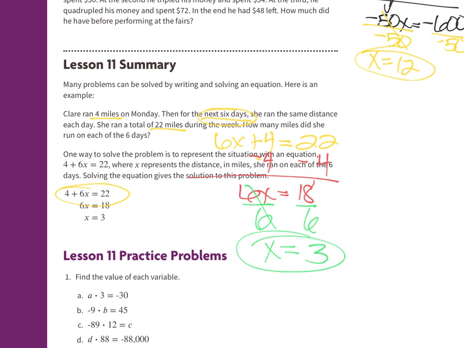Okay? So it's just looking to see what numbers they give us. Which ones are different? The one that's different is going to have the variable with it. And then we just go from there. Remember, if you have any questions, you can always send me an email.